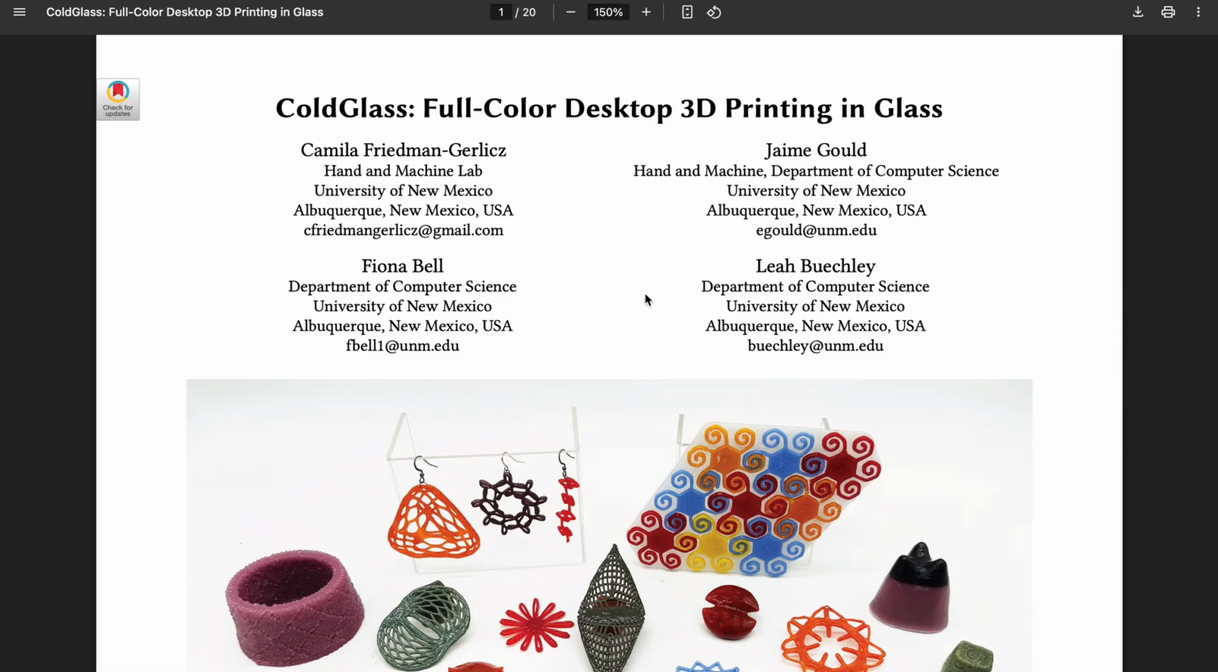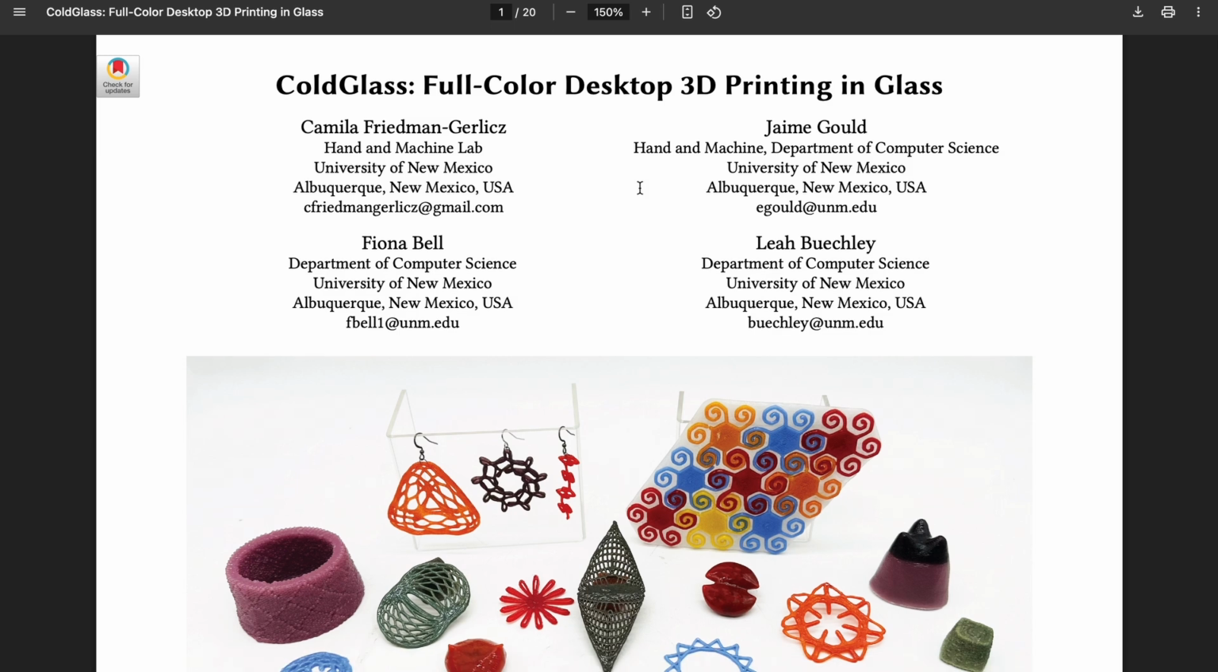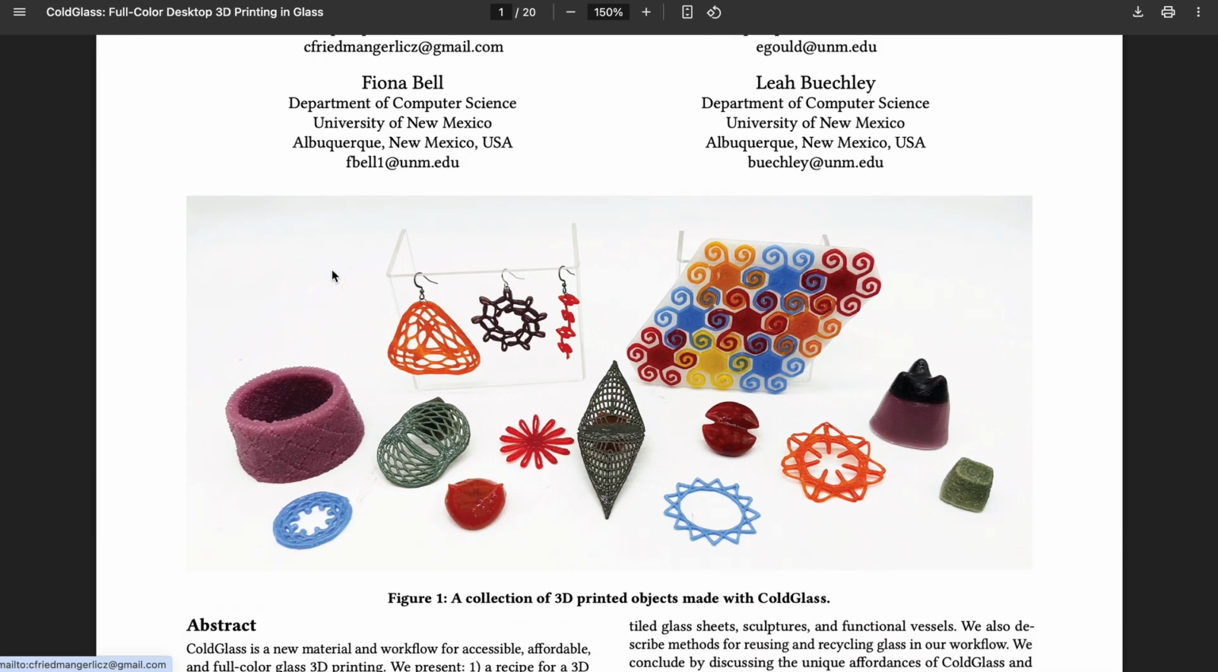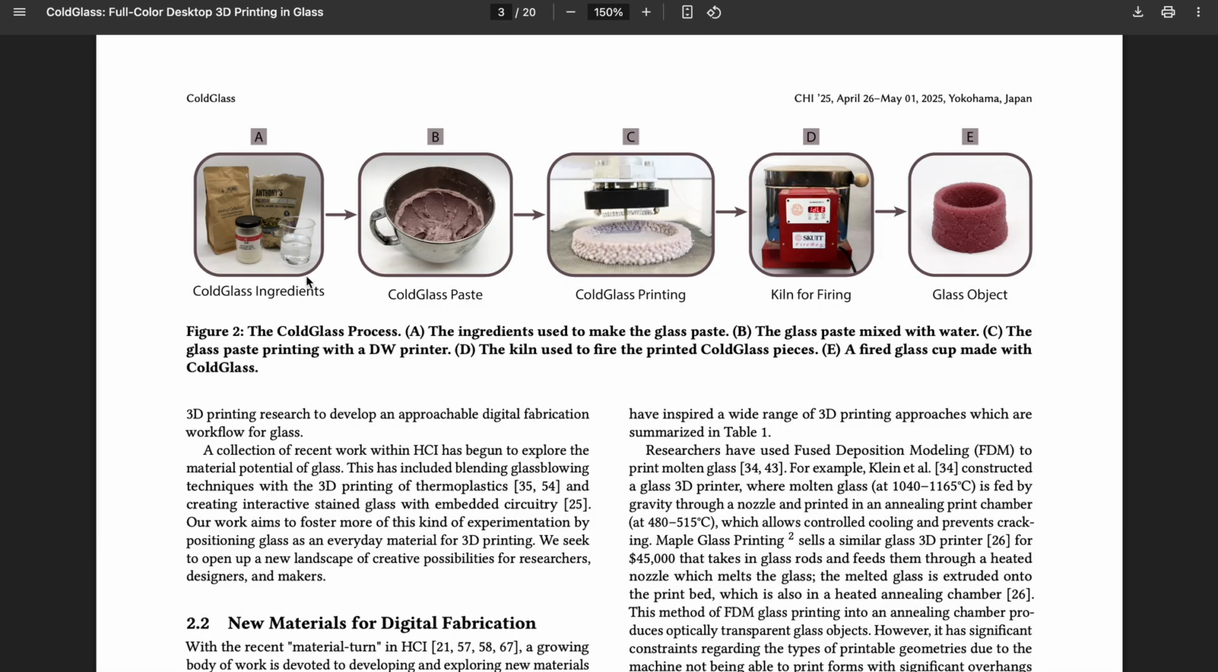And then the last paper I want to talk about isn't ceramics, but it's ceramics adjacent. This came out of the same lab at the University of New Mexico, and they were looking at using their clay 3D printer. Instead of printing clay and ceramics, they wanted to 3D print glass. So here are a bunch of examples they made using their process. They have what they call cold glass. They turn it into a paste, then print it on a printer, fire it, and wind up with a glass object.